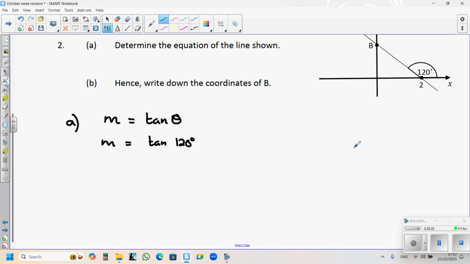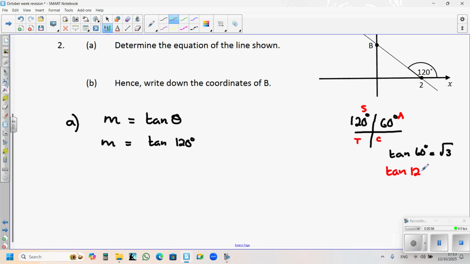And tan 120, it must come from 30, 45 or 60, and it comes from the 60 degree one. It's in quadrant 2, 180 minus 60 is 120. So we want to know what tan of 60 is. So tan 60 degrees is equal to root 3. In quadrant 2, we're thinking about a CAST diagram. It's only sin that's positive in there, so therefore tan is negative. So tan 120 degrees is equal to negative root 3.